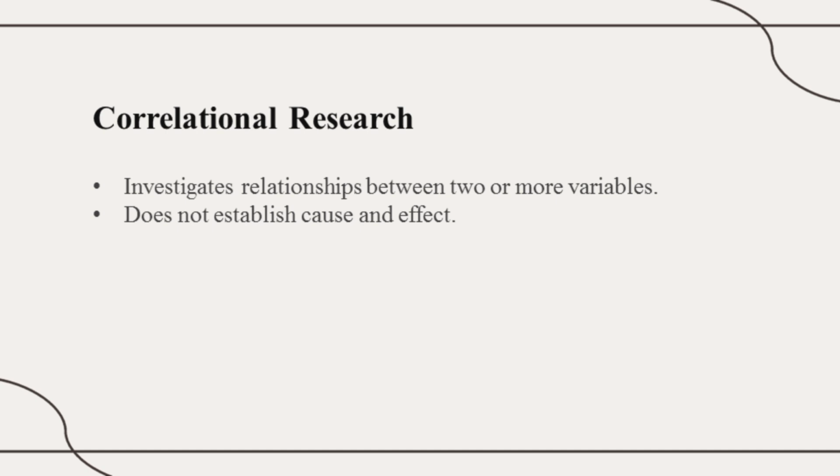For example, tobacco smoking and mental health. So we are not going to say that when a person is having increased intake of tobacco, their mental health is also decreasing. We are not saying like that. Their mental health can also decrease due to various other factors and not only because of tobacco. So this kind of study is known as correlational type of research.